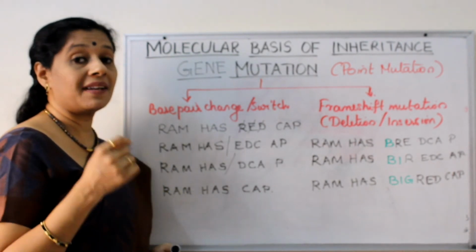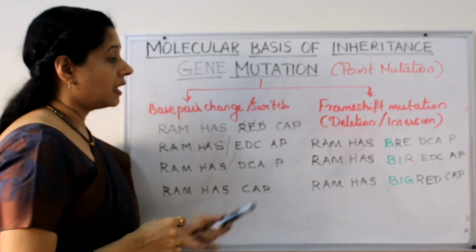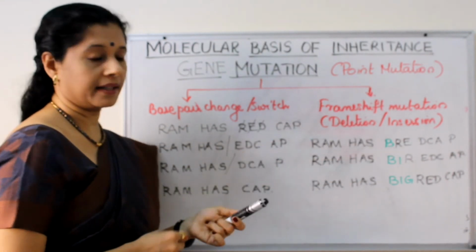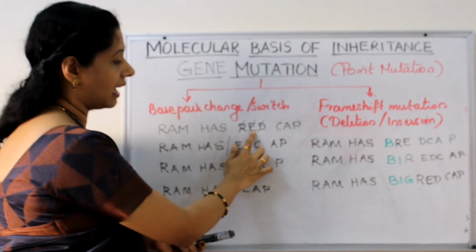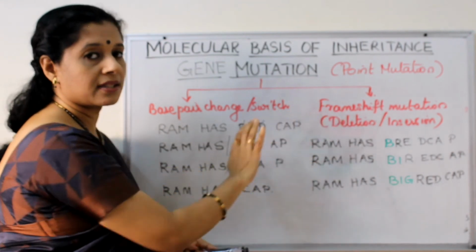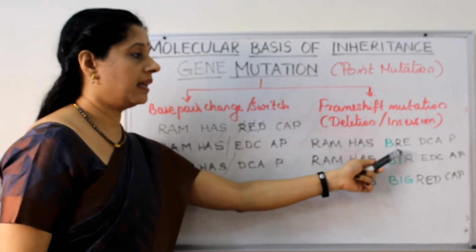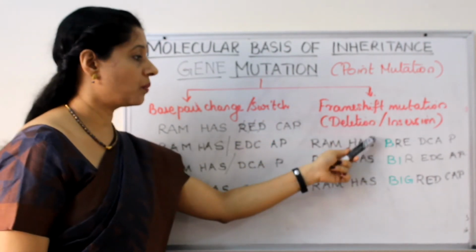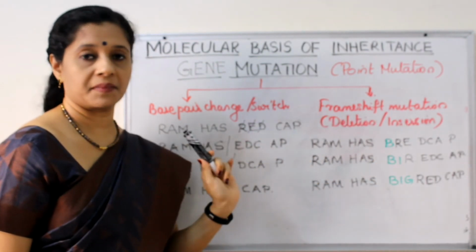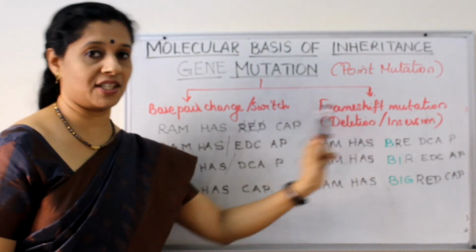Now let us see if we are adding a letter. Ram has, one B is added. So from here we can take only R and E. D will go to the next one. So BRE, DCAP. No sense after "has". That is after the point of addition.